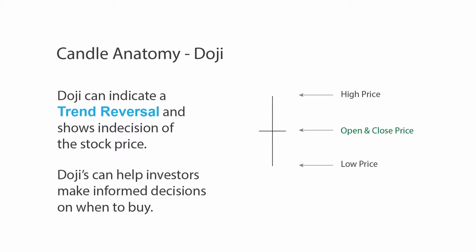Dojis can indicate trend reversals, which is why it's important for you to know what a doji is, and it can help investors make informed decisions about when to buy. Ultimately, that's the whole reason behind reading candlesticks, because they give you more information than a general line graph will show you. All right, let's get into some of the dojis that you may see.